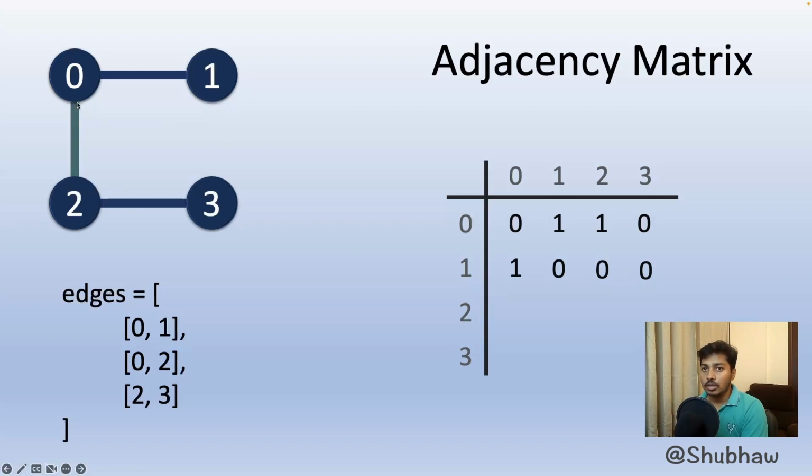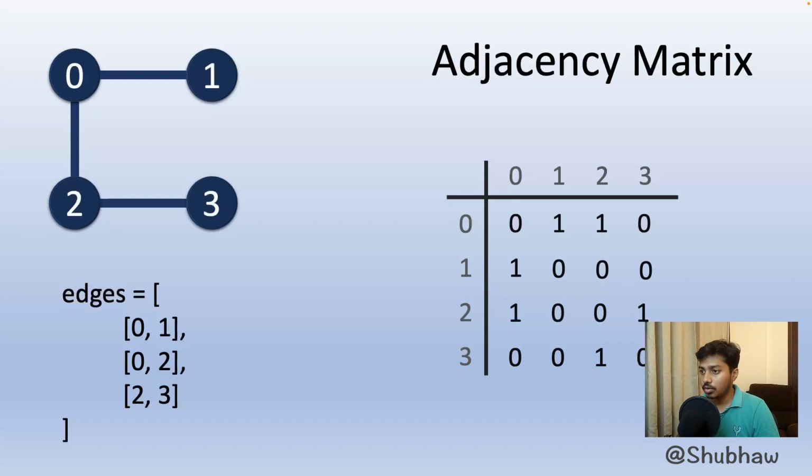Now for 2 and 0 we see there is a connection, so we will mark it as 1. From 2 to 1 there is no connection, so we will mark it as 0. 2 to 2 is the same. From 2 to 3 you see an edge, right? So we mark it as 1 here. Again, starting from the third vertex, there is no path between 3 and 0, so it is marked 0. There is no path from 3 to 1, so again 0. There is a path from 3 to 2, so we will mark it as 1. And again from 3 to 3 there is no path, so we will put 0.